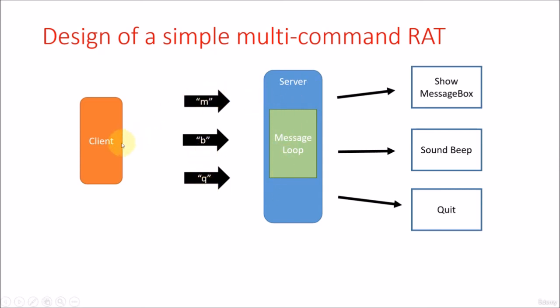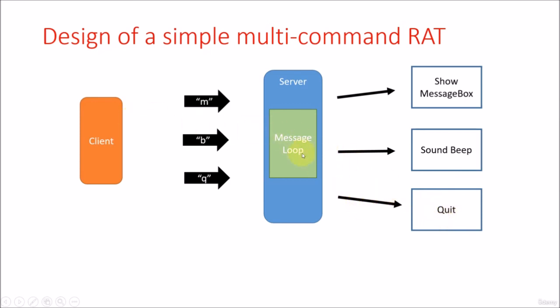So the client can send 3 commands, either M, which means message, in which case the server is going to show a message box, or the command B, which stands for beep, in which case the server is going to sound a beeping sound. And the third command is a Q command, which stands for quit, in which case the server will just exit the program.